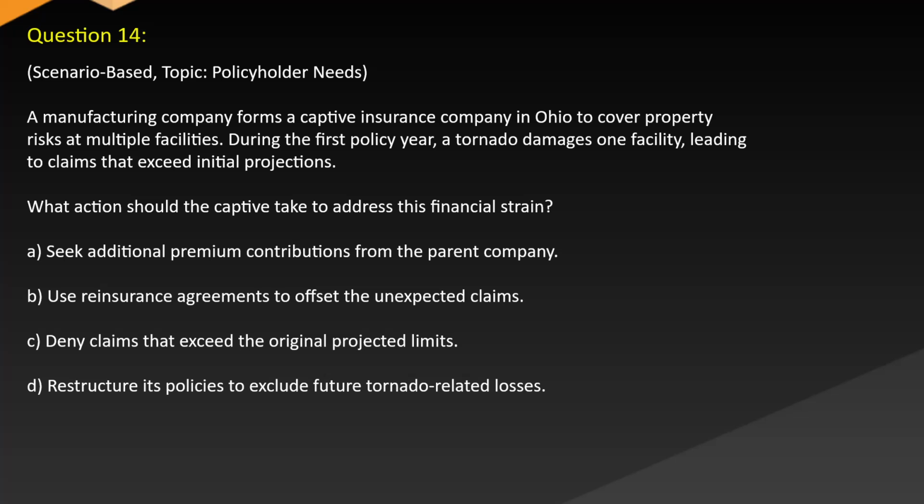A. Seek additional premium contributions from the parent company. B. Use reinsurance agreements to offset the unexpected claims. C. Deny claims that exceed the original projected limits. D. Restructure its policies to exclude future tornado-related losses.